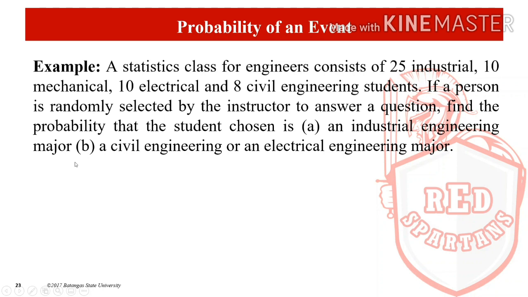Then, for letter B, a civil engineering or an electrical engineering major, pag-aadd lang natin yung civil at electrical. So, ilan ba yung civil natin? 8. Then, ilan ang electrical? 10. So, 8 plus 10 is 18 over total natin is 53. So, 0.3396 or 0.34 yung probability niya or 34%.